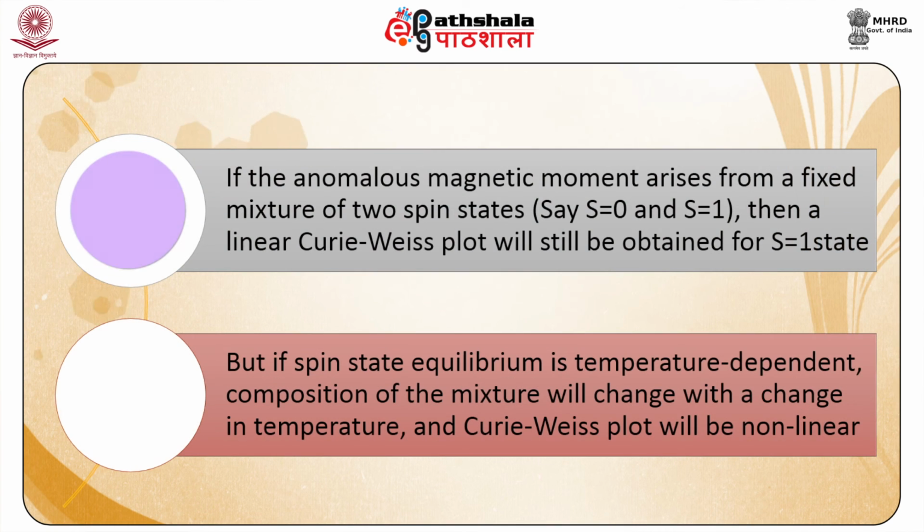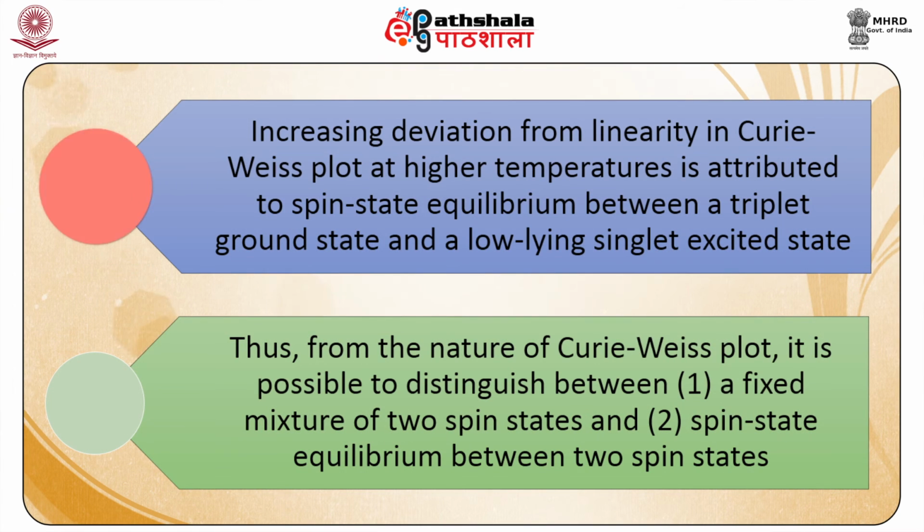If the anomalous magnetic moment arises from a fixed mixture of two spin states, then a linear Curie-Weiss plot will be obtained for S1 state. But if spin state equilibrium is temperature dependent, the composition of the mixture will change with a change in temperature, and the Curie-Weiss plot will be non-linear. The increasing deviation from linearity in the Curie-Weiss plot at higher temperatures is attributed to spin state equilibrium between the triplet ground state and a low-lying singlet excited state.